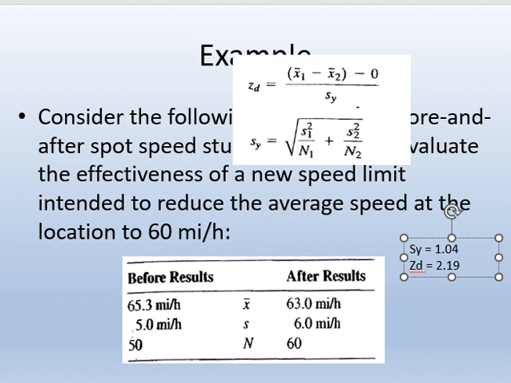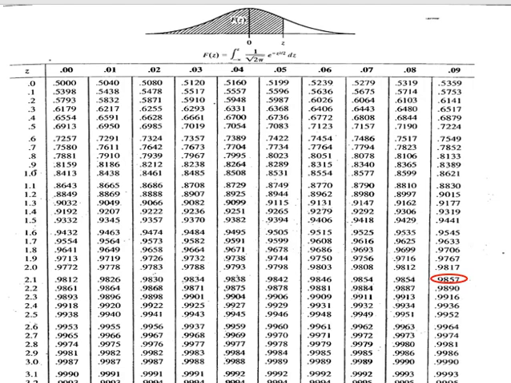Okay, next step. Who will tell me? Check the Z table. Okay, 2.19. Remember, 2.19. Where is 2.19? The value which is marked, as you can see. So 2.1 from here, and then 0.09 from the last column. So it's 0.9857. What's the rule?